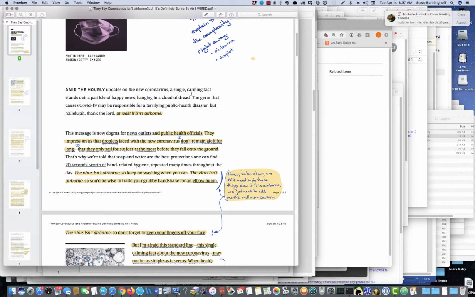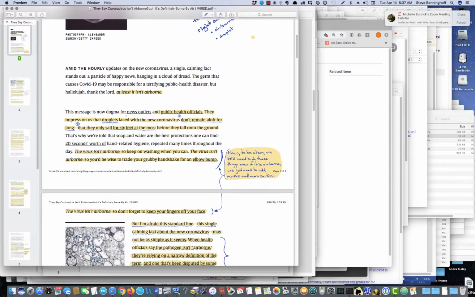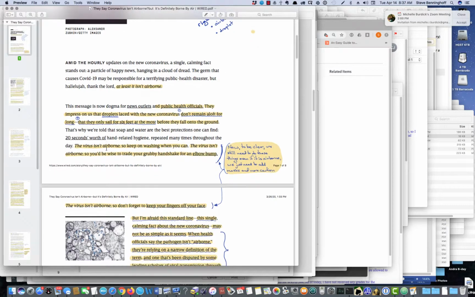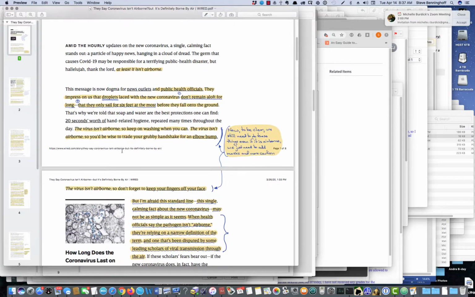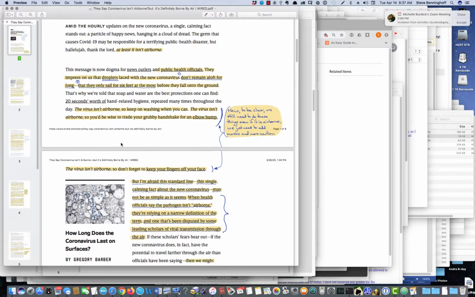So in this opening part: amid the hourly updates, the single calming fact, the germ, at least it isn't airborne. And what they've said for this is the droplets laced with the new coronavirus don't remain aloft for long, and they only sail for 6 feet. And so if we keep our 6 feet and we wash our hands, it's all fine. You're not going to get it from just stuff that stays in the air. And this was something they said over and over again: it isn't airborne.